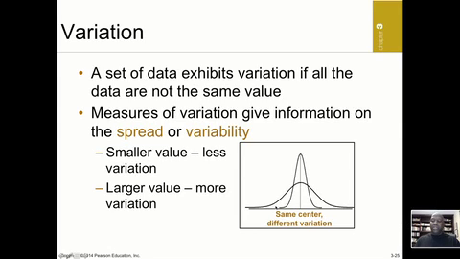If you look at this diagram right here, you could have two data sets that have the same center value, that is the same median, the same mean, but the numbers are spread out very differently. In the narrower distribution, the numbers are not quite spread out, but in the shorter distribution, you could see the numbers are much more spread out.